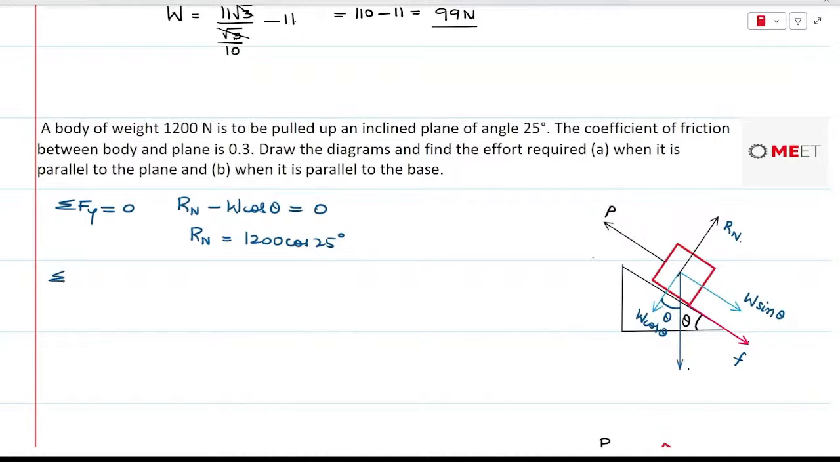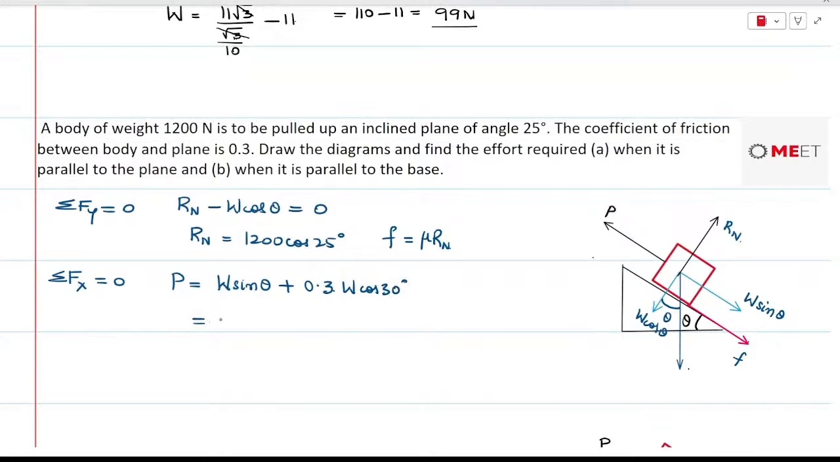Same way, next is sigma Fx is equal to 0. If we take that, P is equal to the component of weight that is going to oppose, W sine theta, plus F. F is mu times of Rn. Friction force is mu times of Rn. So mu is 0.3 into W cos theta it is.